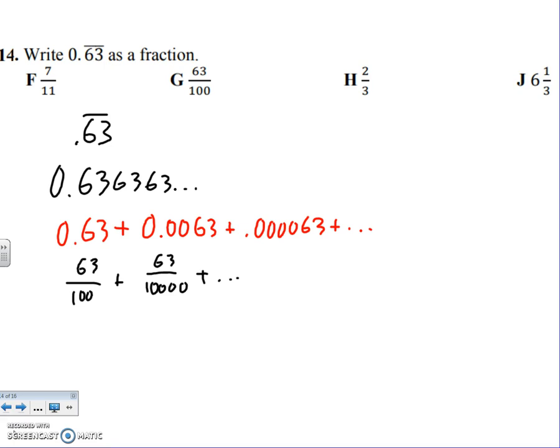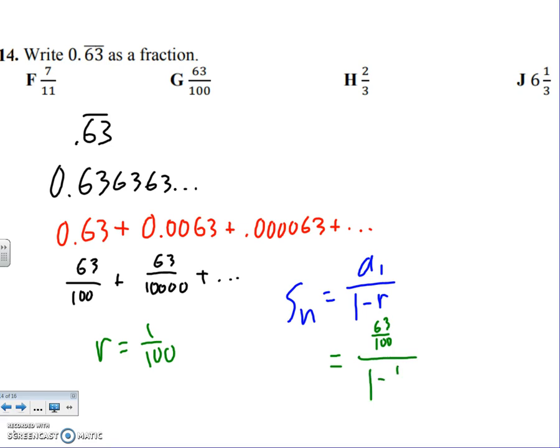If we find our R, we know R is actually 1 over 100. So now we can use the sum formula of an infinite geometric series. So this is S of n equals A1 over 1 minus R. Well, the first term was 63 over 100 divided by 1 minus 1 over 100. You could easily figure that out. That's 63 over 100 divided by 100 over 100 minus 1 over 100, which is 99 over 100.